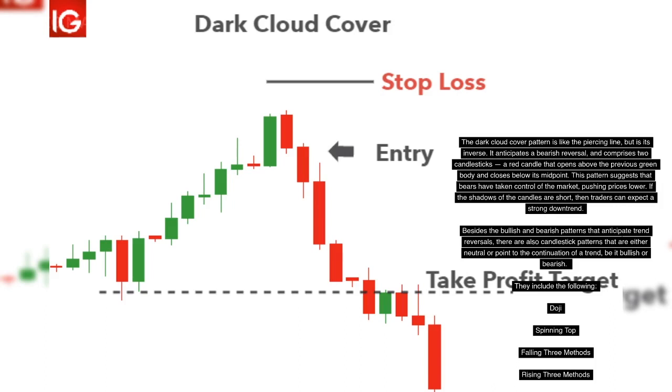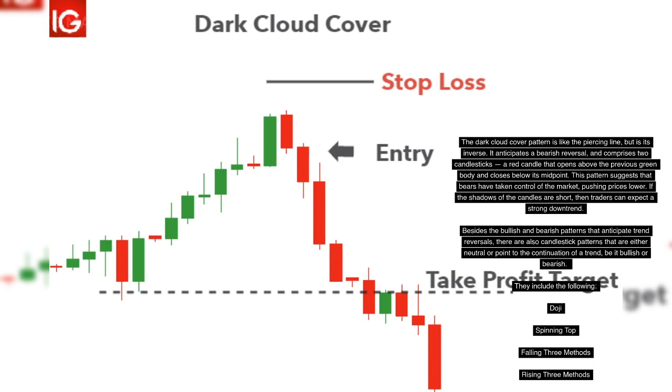The dark cloud cover pattern is like the piercing line, but is its inverse. It anticipates a bearish reversal, and comprises two candlesticks: a red candle that opens above the previous green body and closes below its midpoint. This pattern suggests that bears have taken control of the market, pushing prices lower. If the shadows of the candles are short, then traders can expect a strong downtrend.